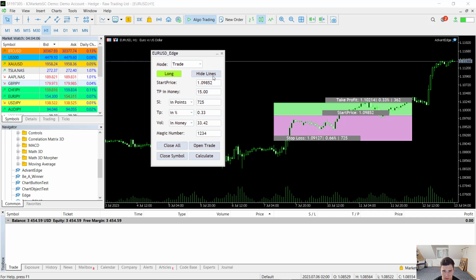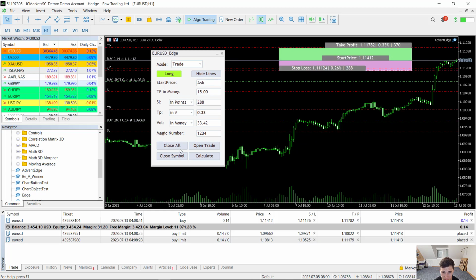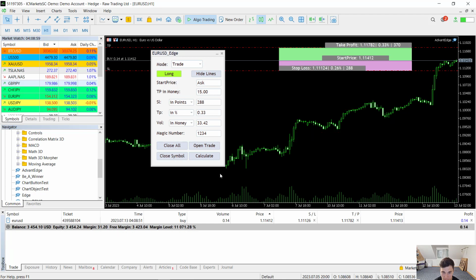Now what we haven't discussed are the close all and the close symbol buttons. The close all button closes all open trades and deletes all pending orders for every security and every kind of magic number. The close symbol is only going to close all open trades and delete all pending orders for this current symbol. So for example, hitting the close all or the close symbol button right now will delete all orders and close all open trades.